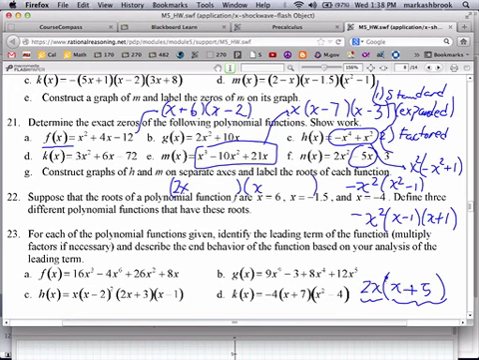No. So roots are values of x that make the function 0. Values of x that will make the function 0. What about 2? Does 2 make it 0? No, so it wouldn't be 2. So again, just remember what a root is. It's values of x that make the function output 0. You're looking for those values of x that would output 0.